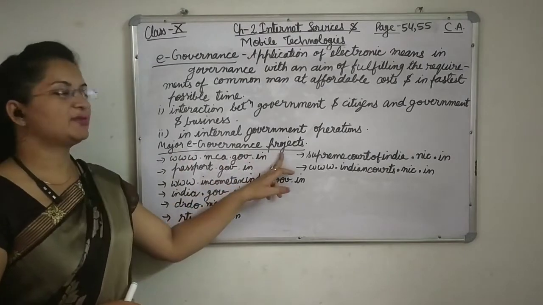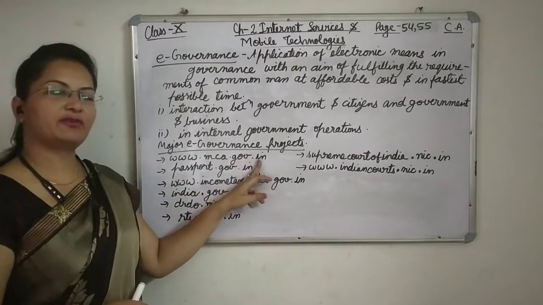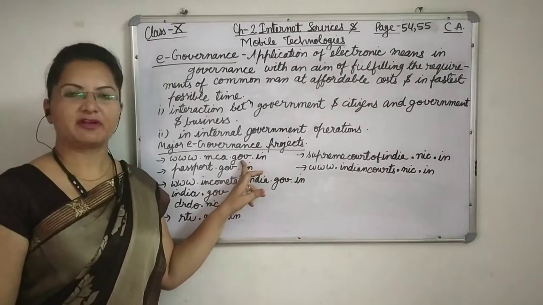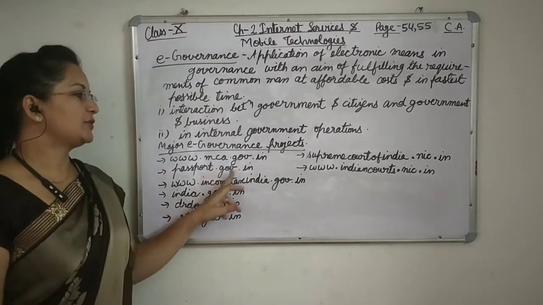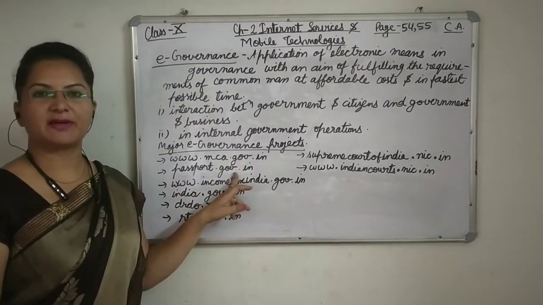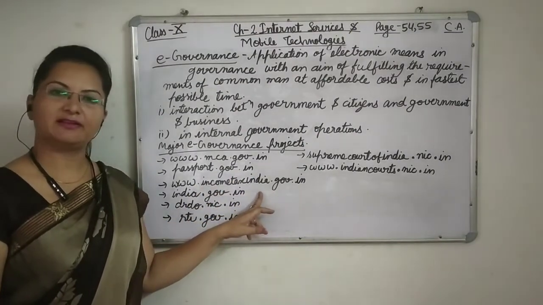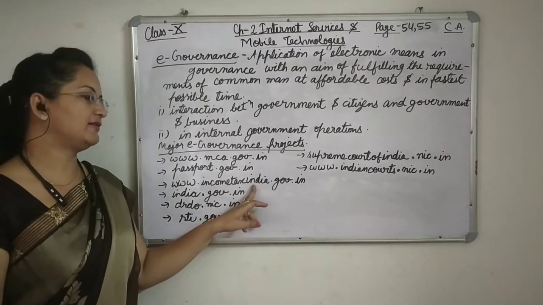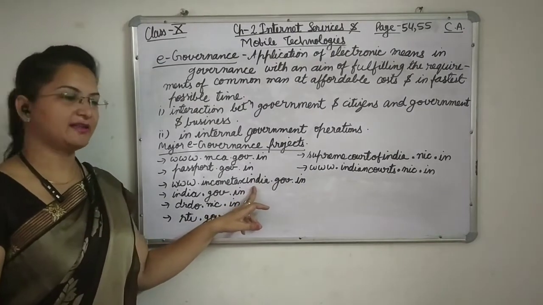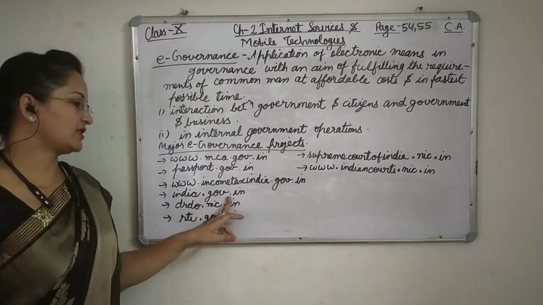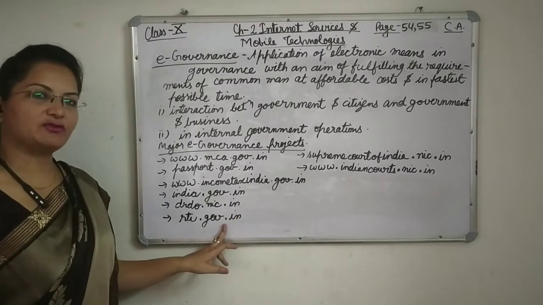Now major e-governance projects. These are various websites of e-governance. mca.gov.in, the website of Ministry of Company Affairs. Here business can file for the tenders and all. Then the passport.gov.in, we can apply for the passports. Then incometaxindia.gov.in, we can file IT return, as well as we can have the TDS report also, as well as we can apply for the PAN and TAN. Then india.gov.in website, DRDO.nic.in website, RTI for right to information.